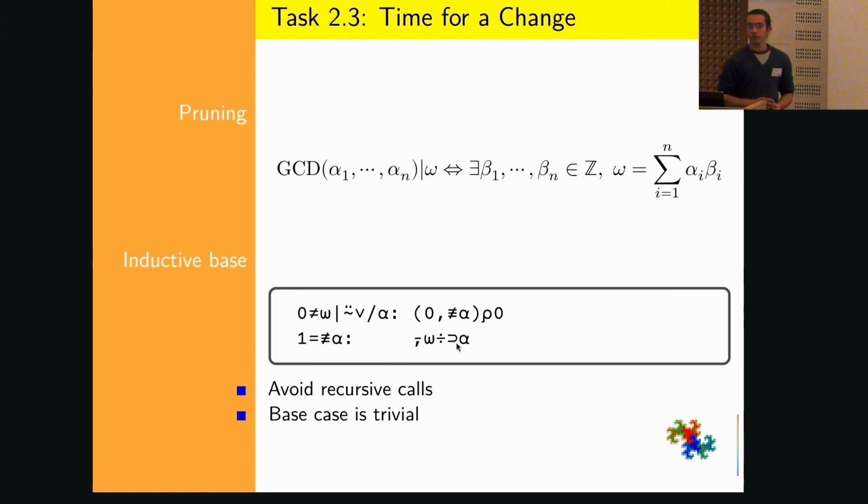And one fact in mathematics that is quite well known is that if you have a list of values a1 to an, which are integers, then the GCD of these values can divide an integer number omega if and only if there is a choice of the coefficients beta 1 to beta n, as integers, such that the linear combination of alpha i times beta i equals omega. Right, so this is the fact we will exploit.